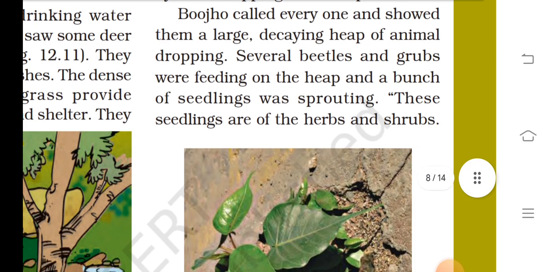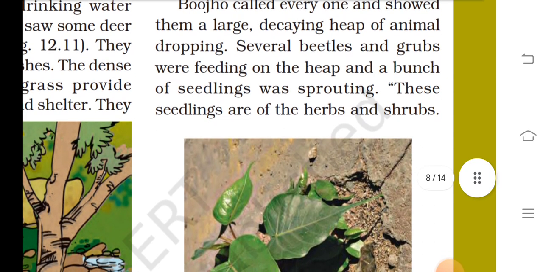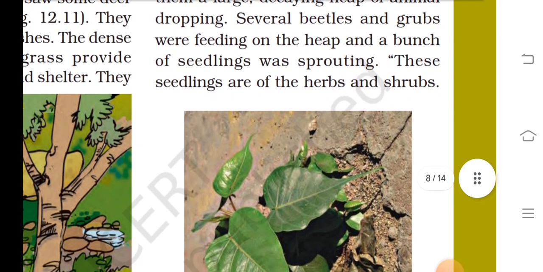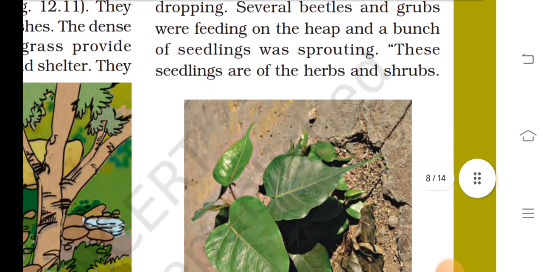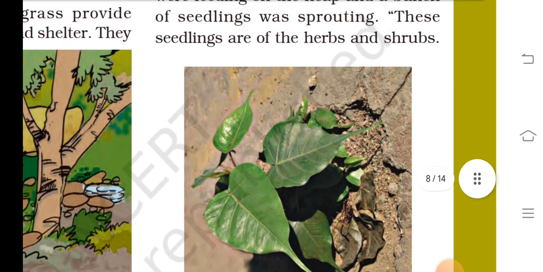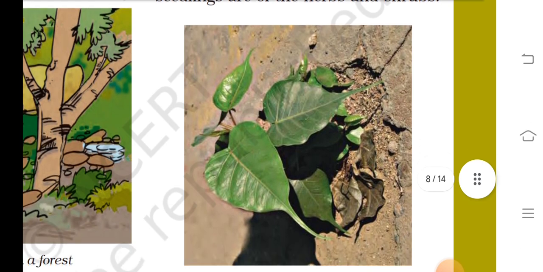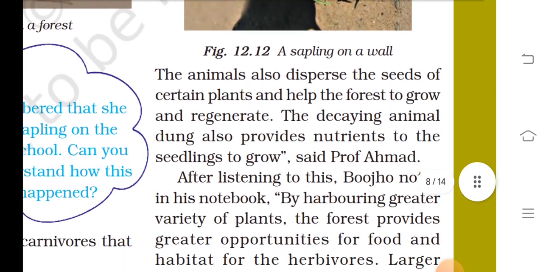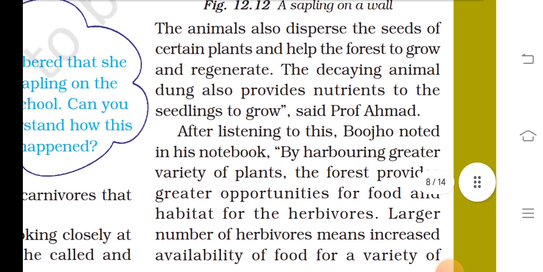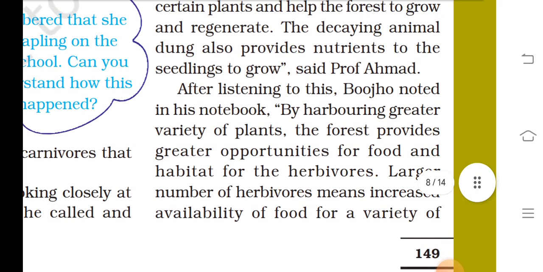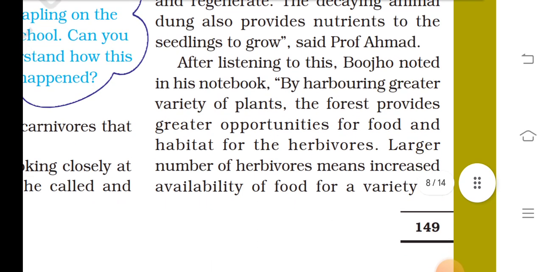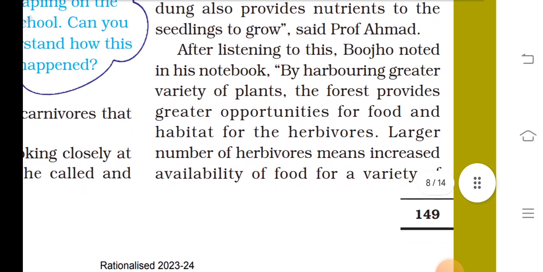Bujo called everyone and showed them a large decaying heap of animal droppings. Several beetles and grubs were feeding on the heap, and a bunch of seedlings was sprouting. These seedlings are herbs and shrubs. The animals also disperse the seeds of certain plants and help the forest to grow and regenerate. The decaying animal dung also provides nutrients to the seedlings to grow, said Prof. Ahmed.